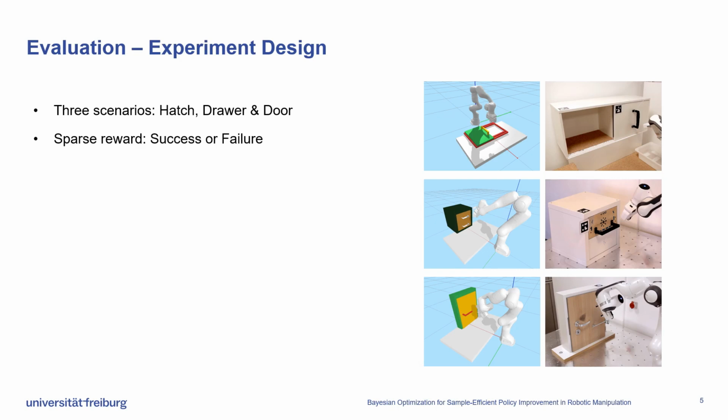We evaluate our approach in 3 scenarios in both simulation and real world, in which the robot has to open a hatch, a drawer, and a door. The agent is rewarded only with a sparse success or failure signal. We compare our approach against 2 baselines.